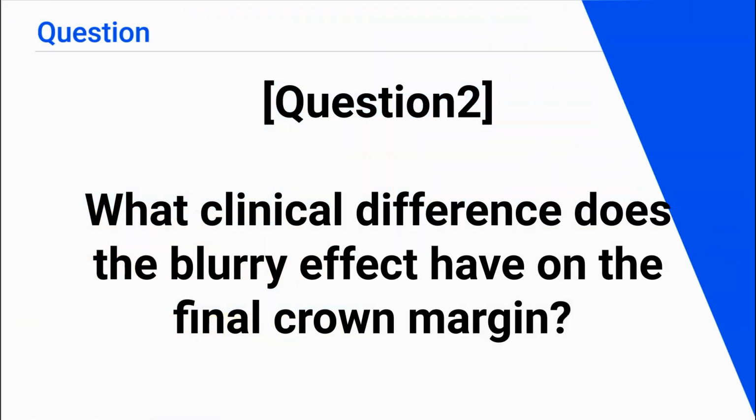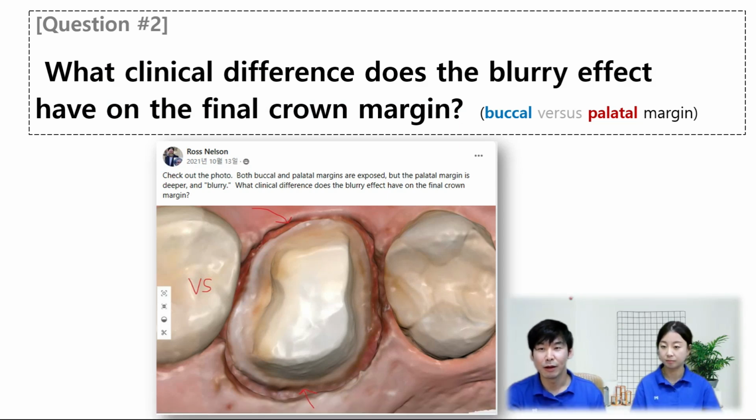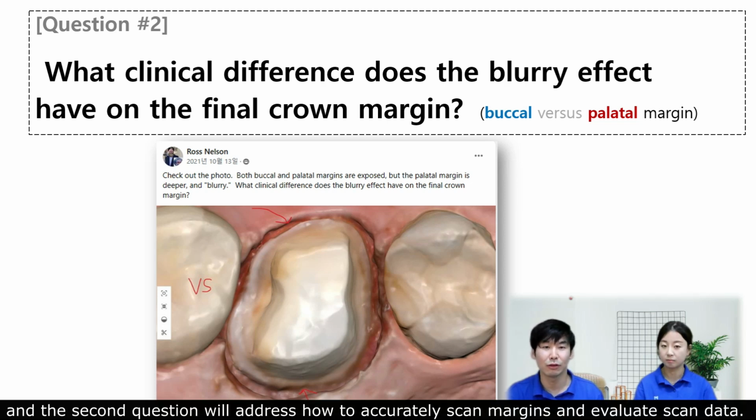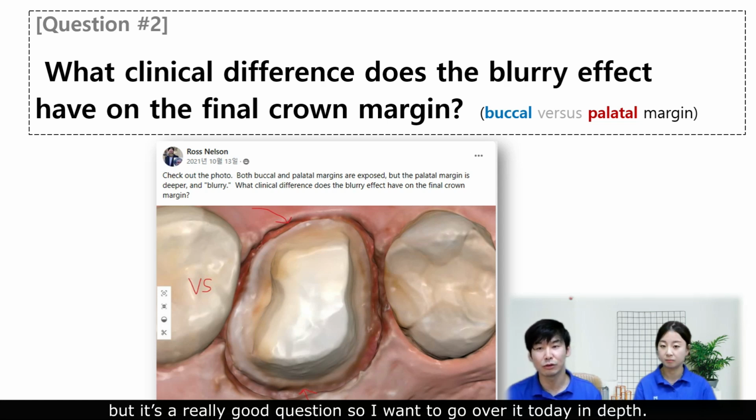What clinical difference does the blurry effect have on the final crown margin? The second question is also related to the model's crown scanning. The first question addressed contact areas, and the second question will address how to accurately scan margins and evaluate scan data. Actually, this was a question asked a while ago, but it's a really good question, so I want to go over it today in depth.